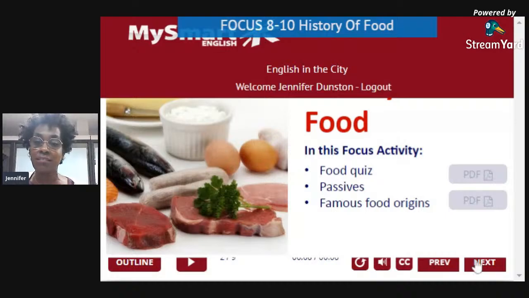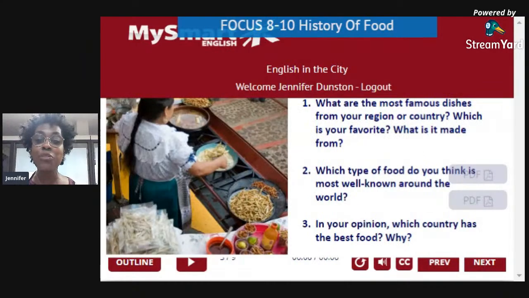Let's get started. We have three arguments here that if we were all together today, then it would be possible to discuss them face to face. But let's do the best that we can via internet, okay? The first argument: what are the most famous dishes from your region or country? Which is your favorite? And what is it made from?